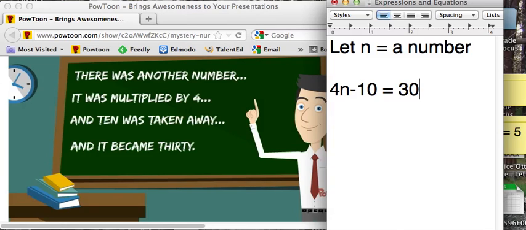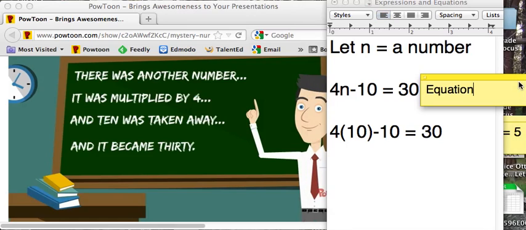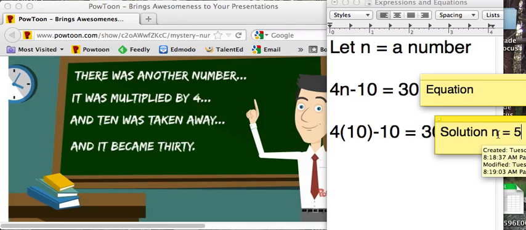If we can come up with a solution for n, a value for n, to make this a true statement, we've found a solution. And we found yesterday that 4 times 10 minus 10 equals 30. So again, this is the equation. The solution is n equals 10. And we evaluated this expression, and we used an equation.